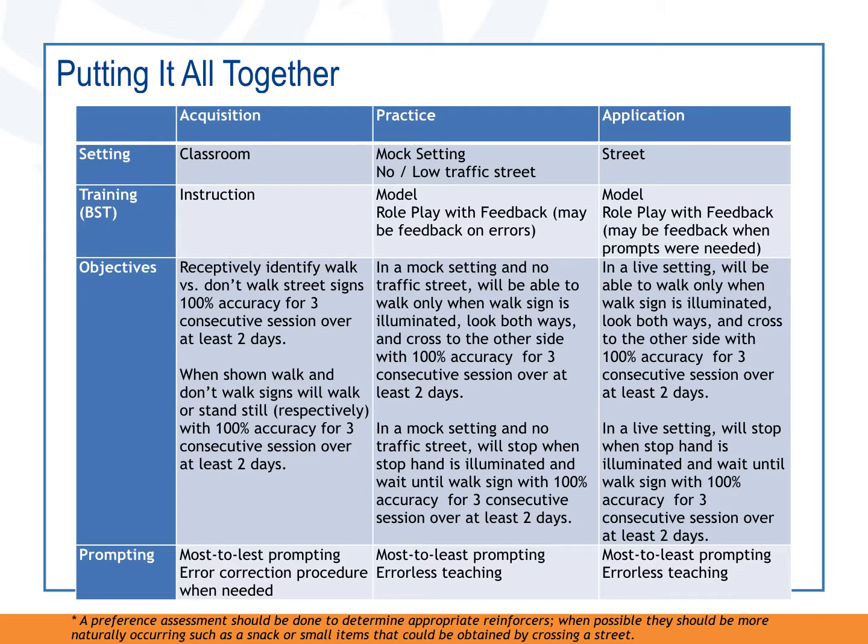So receptively, the objectives within that initial acquisition are going to be receptively identifying the walk versus the don't walk signs, 100% accuracy, 3 sessions, but over at least 2 days, just to ensure that there isn't any maintenance issues if they are able to do it throughout the day, plus then carry it over to the next day. And then when shown those signs, we'll walk or stand still respectively with that 100% accuracy, 3 sessions over 2 days. During this phase, most to least prompting is used and the error correction can be used initially if needed.